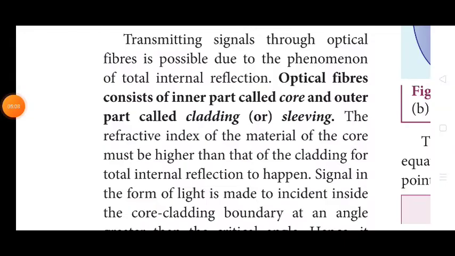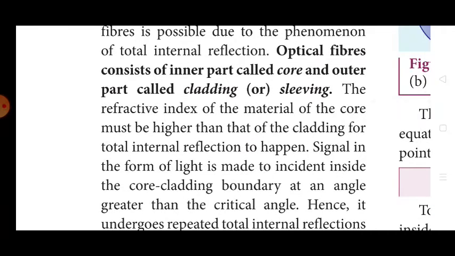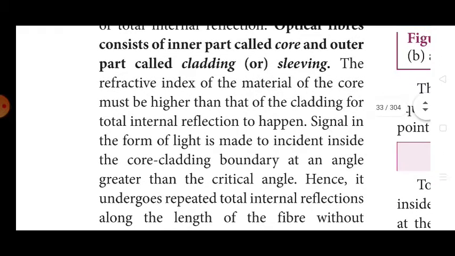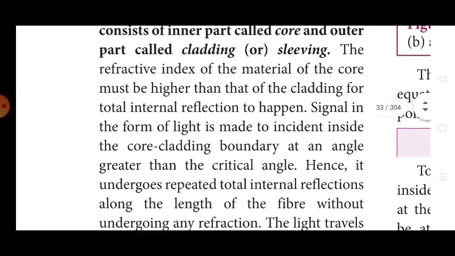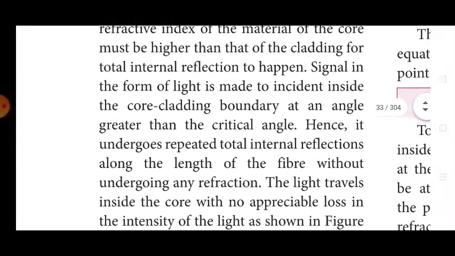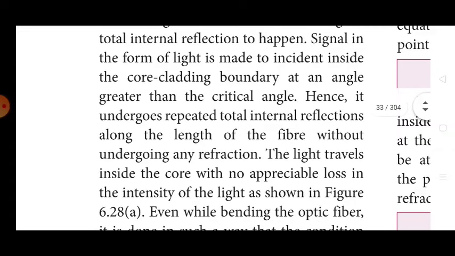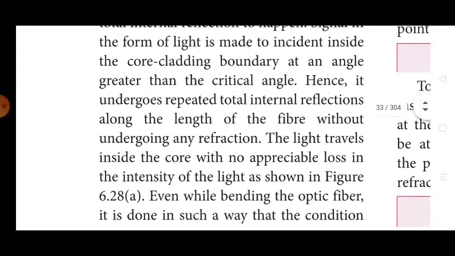Transmitting signals through optical fiber is possible due to the phenomenon of total internal reflection. Optical fibers consist of an inner part called core and an outer part called cladding, that means sleeving. The refractive index of the material of the core must be higher than that of cladding for total internal reflection to happen. Signal in the form of light is made to be incident at the core-cladding boundary at an angle greater than the critical angle. Hence, it undergoes repeated total internal reflection along the length of the fiber without undergoing any refraction.